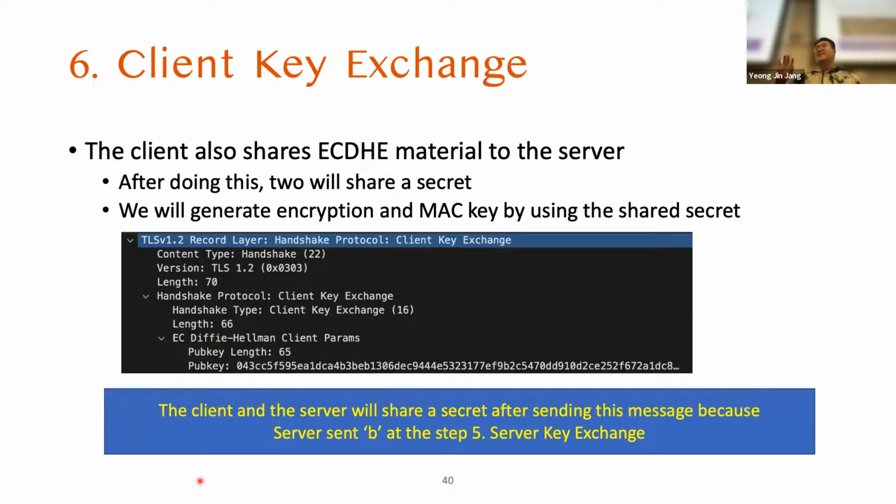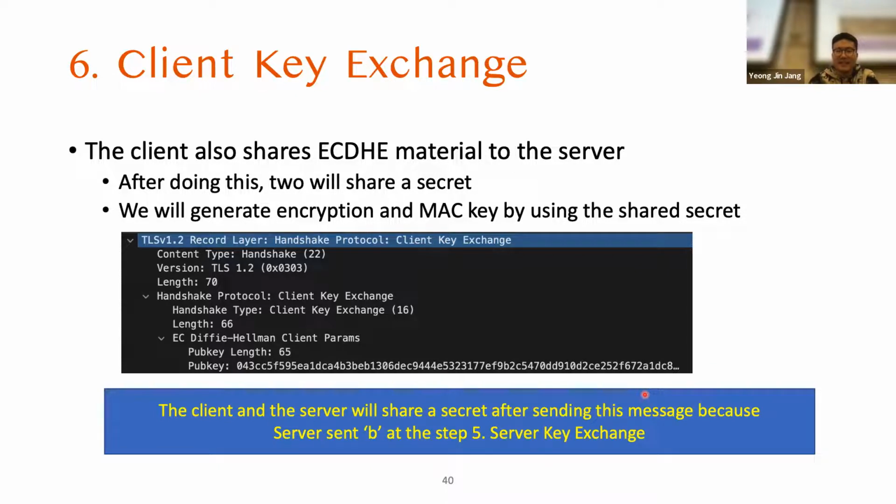Until step 5, the server has sent their key material to us, and we can authenticate that. The client also needs to send the Diffie-Hellman material to the other side. That message is the client key exchange. There's no signature here, because in this kind of authentication we only authenticate the server. We are not authenticating the client, so we just send the Diffie-Hellman public material.